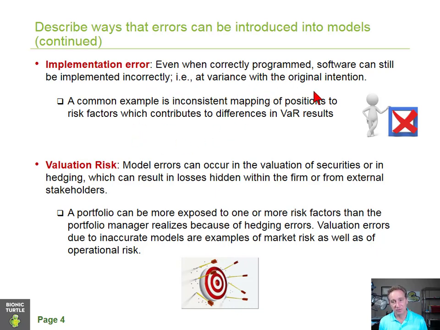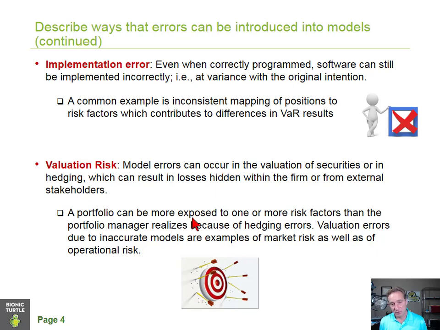That is to say, at variance with the original intention. A common example is inconsistent mapping of positions to risk factors, which contributes to differences in VAR results. Okay, so that is the second way that errors can be introduced into models. And the third way, according to Malz, is valuation risk, which is to say model errors can occur in the valuation of securities or in hedging, which can result in losses hidden within the firm or from external stakeholders.